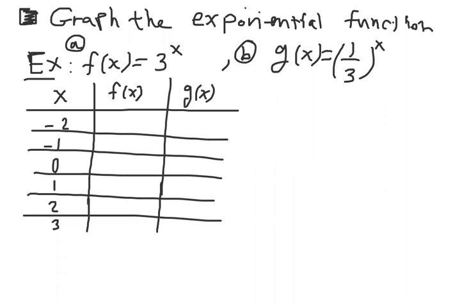So what's f of 0? We start from the 0. We plug the 0 inside the function f of x. So f of 0 is equal to 3 to the 0, which is 1. Now, what is g of 0? You plug the 0 inside g of x. So 1 over 3, everything to the 0, is again 1.